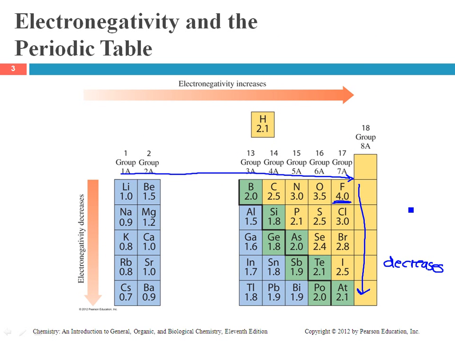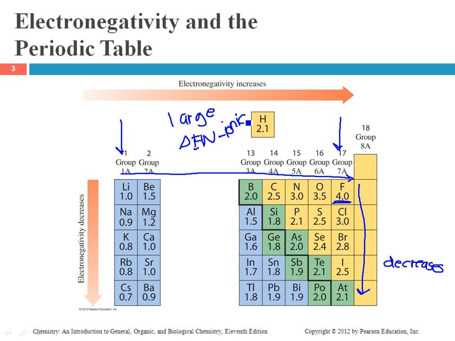So this makes sense. If we have a metal, it's way over on the left side of the periodic table. If we have a nonmetal, it's way over here. So they have a large difference in electronegativity. This is what makes them ionic.